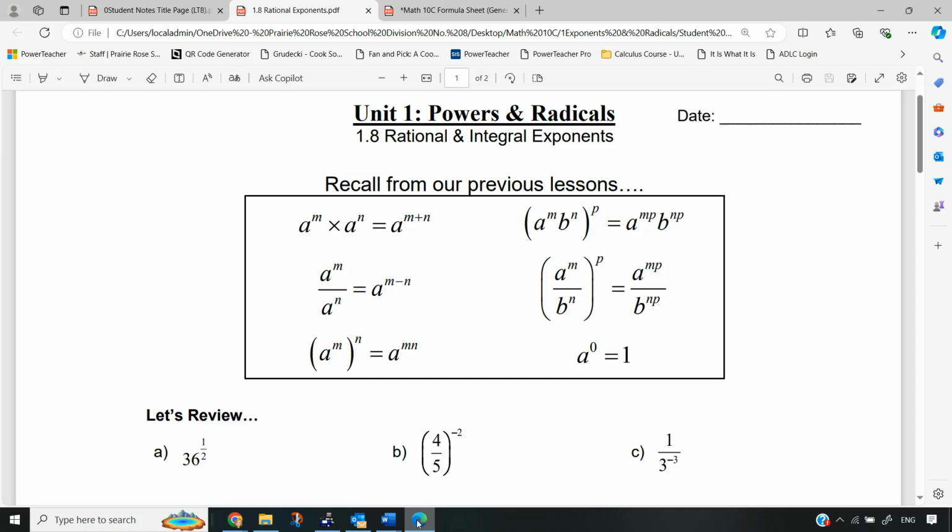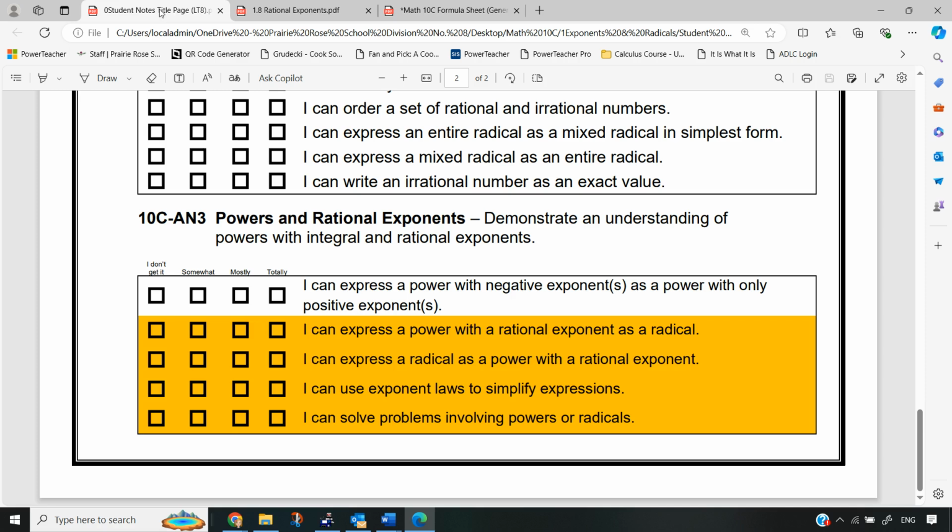Welcome back. Today we're going to be taking a look at topic 1.8, rational and integral exponents. So again, let's get started by looking at our learning targets. In a previous lesson, we looked at how to express a power with a rational exponent as a radical and how to convert from a radical to a power with a rational exponent. We're going to review that in this lesson, and we're also going to look at applying the exponent laws to simplify expressions and then solve problems involving powers or radicals.